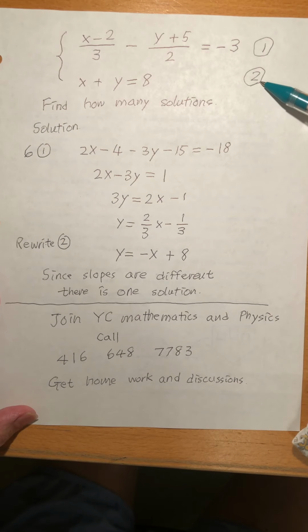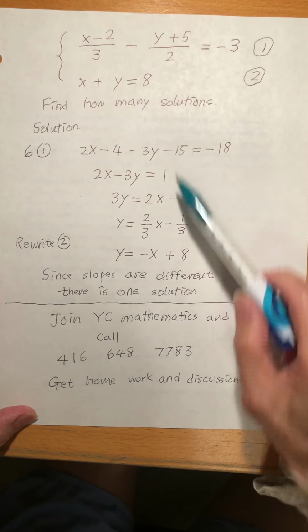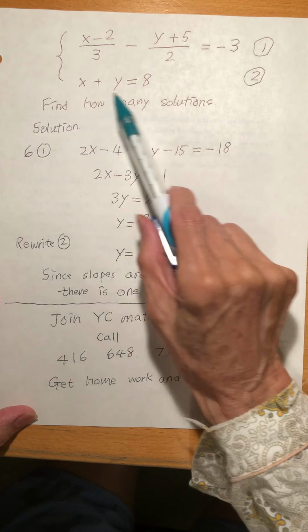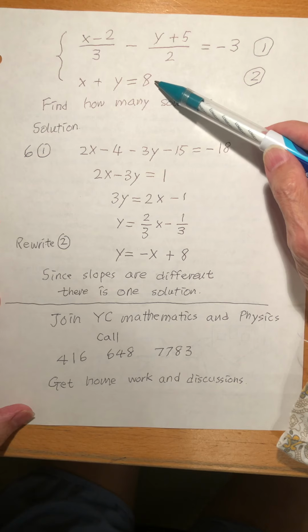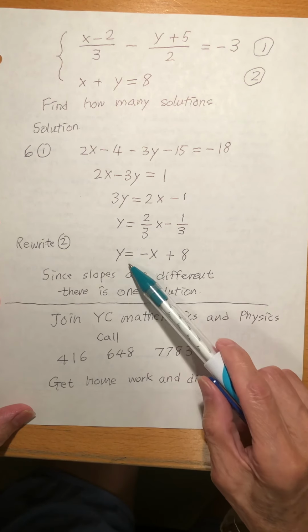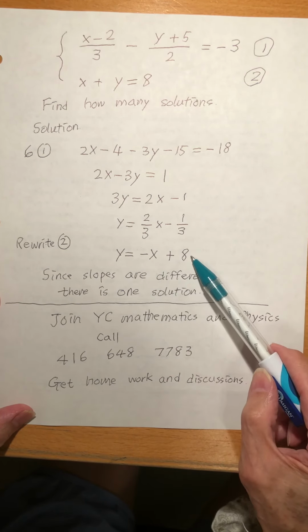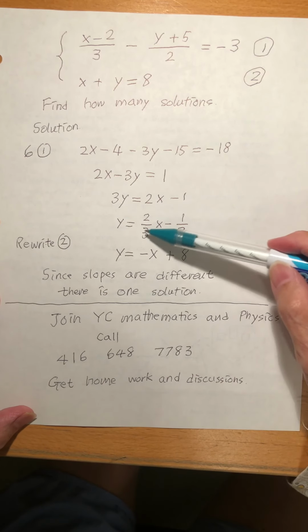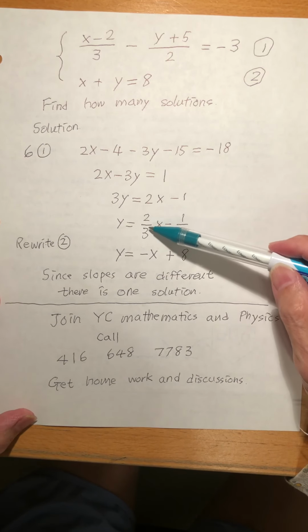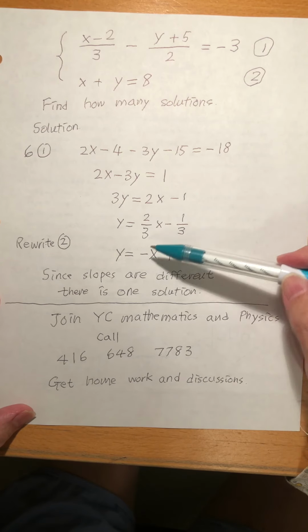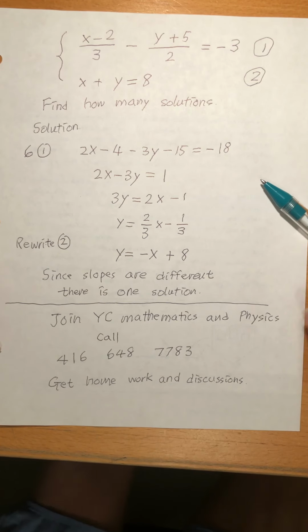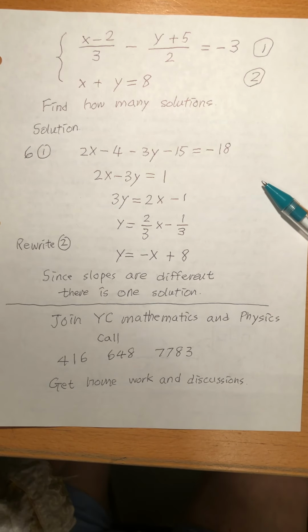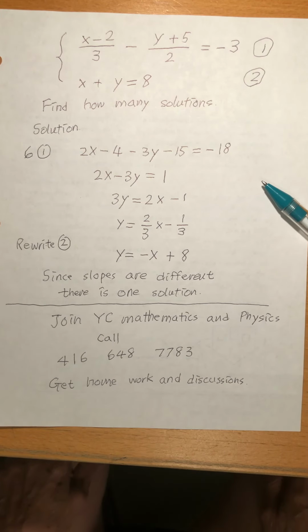Equation 2 is x plus y equals 8. Let's rewrite equation 2 into the form y equals mx plus b. So that is y equals minus x plus 8. Now we look at the slopes. One slope is 2 over 3, the other slope is negative 1. So the slopes are different. Then you don't need to compare the y-intercepts. When the slopes are different, you have 2 intersecting lines, therefore you have only one solution.